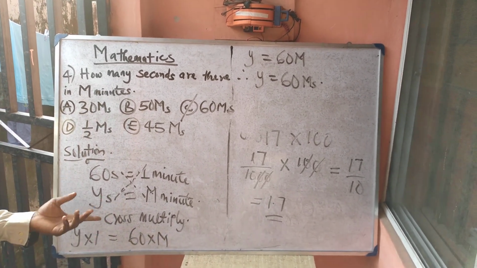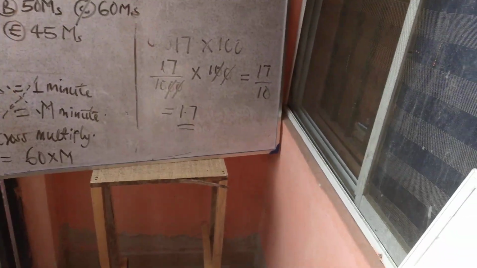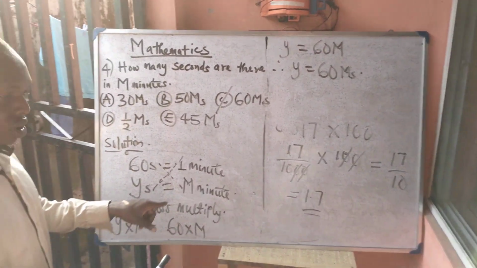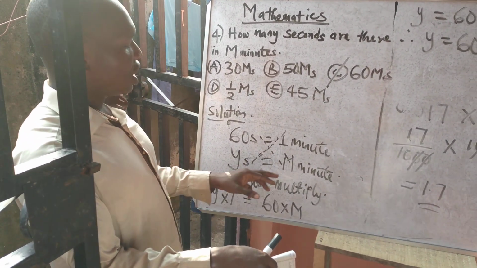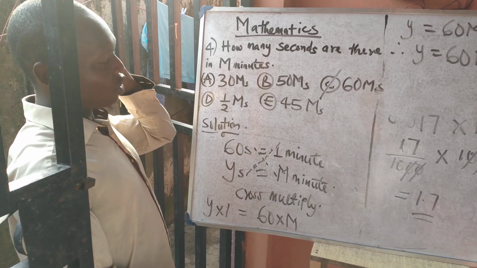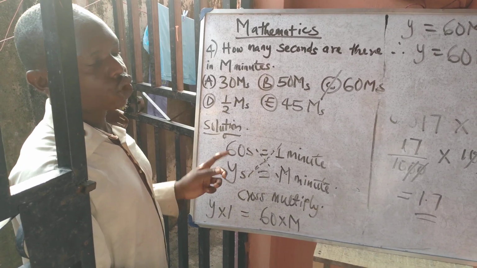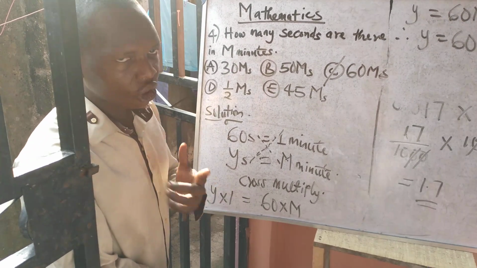Alright, we established the fact that there are 60 seconds in 1 minute. And then we say let the number of seconds in m minutes be y. So it says there are y seconds in m minutes. Now we are looking for y. However, we are solving in terms of m. So looking for y, we are going to make y the subject of the formula.